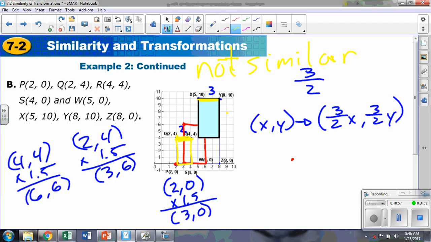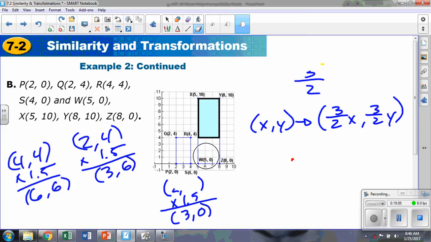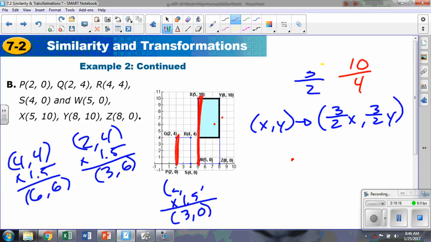This one would need a scale factor of 3 over 2 to make the widths match, but we're going to check the original. A height of 4 and a height of 10. It would need a scale factor of 10 over 4 to make the heights match. It needs a scale factor of 3 over 2 for the widths. There, we need two different scale factors to make these match up. And two different scale factors shows us that they're not similar.